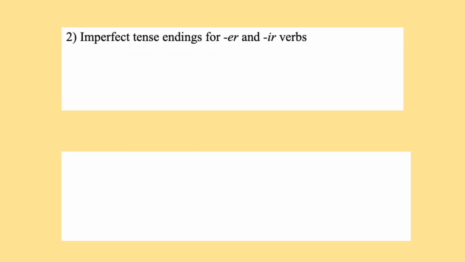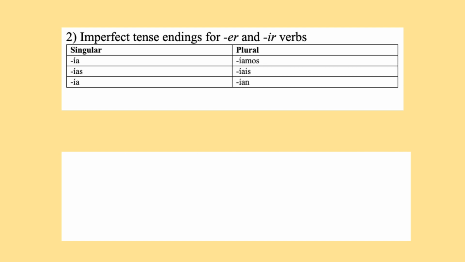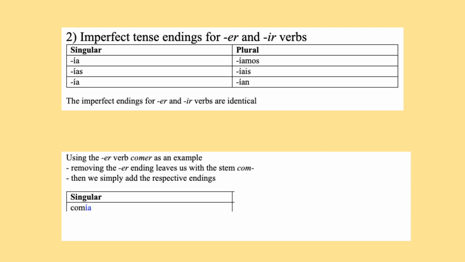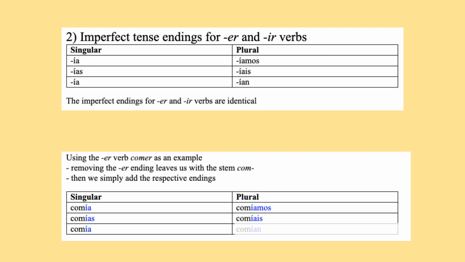The imperfect endings for ER and IR verbs are the same. They are ía, ías, ía, íamos, íais, ían. So we use the ER verb comer as an example. We remove the ER infinitive ending, and this gives us the stem com. And to this stem, we simply add the respective endings we see above. We end up with comía, comías, comía, comíamos, comíais, comían.